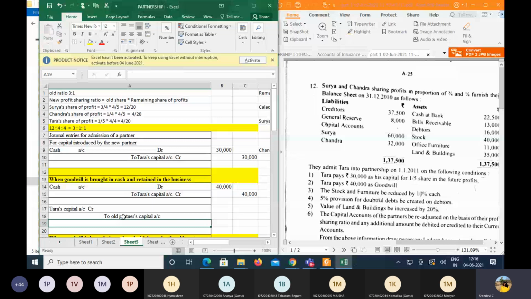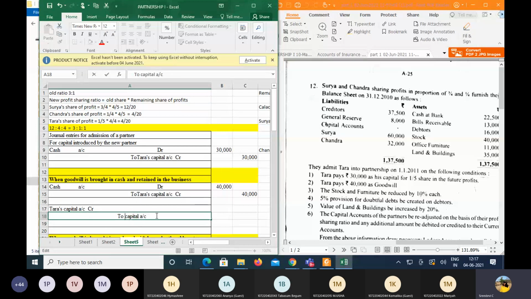Surya and Chandra. Because in this case the sacrificing ratio is not required to be calculated, as the fraction of the share in the profits is being mentioned, the old ratio as well as the sacrificing ratio remains the same. You have already seen the new profit sharing ratio here is 1:1, and the old ratio is also 3:1. So there is no need for you all to calculate the sacrificing ratio. So in this case, the new partner's capital to the old partners.